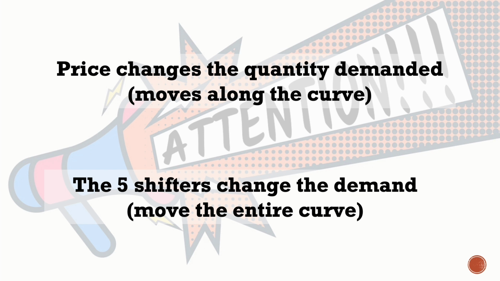There's an important thing you have to know. It's the difference between a change in quantity demanded and a change in demand. Movement along the demand curve is a change in quantity demanded. The 5 shifters can change the demand. When the demand curve shifts to the right, it means demand increases, so the price doesn't change, but people decide to buy more. That's today's lesson.